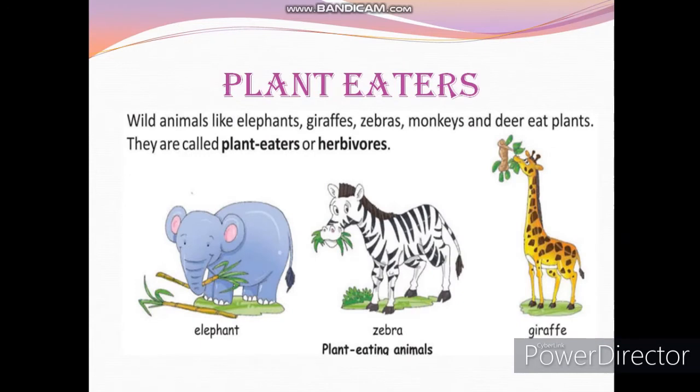Next, there are some animals which eat plants. Wild animals like elephant, giraffe, zebra, monkey and deer eat plants. Though they are wild animals, they eat plants. They are called plant eaters, or herbivores.